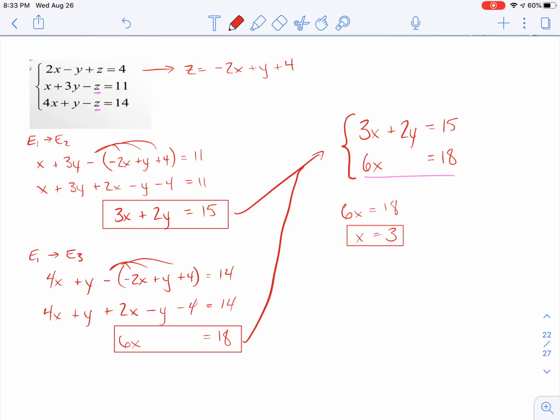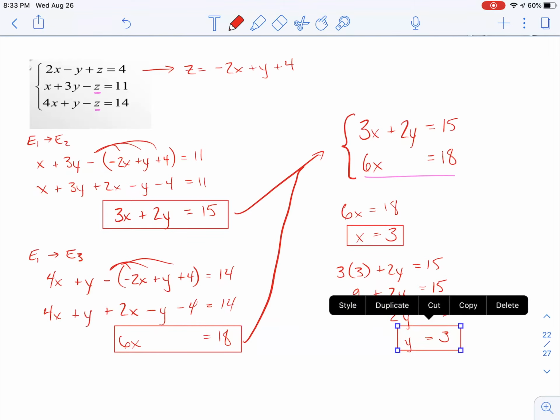Okay, I can plug that solution into this first equation in that new 2 variable system, and replace the x. So I'm going to have 3 times 3 plus 2y equals 15. 3 times 3 is 9. So when I subtract 9 from both sides, I end up with 2y equals 6, or y equals 3.